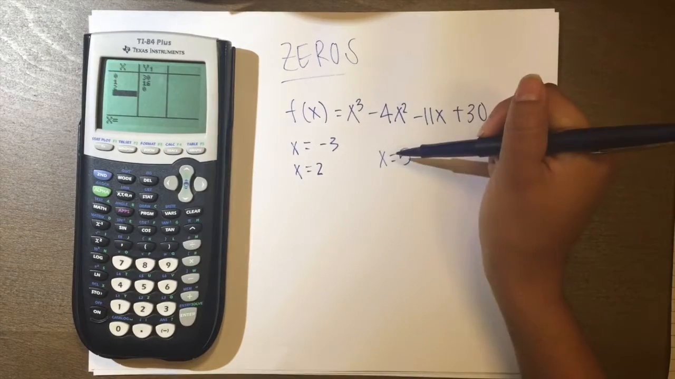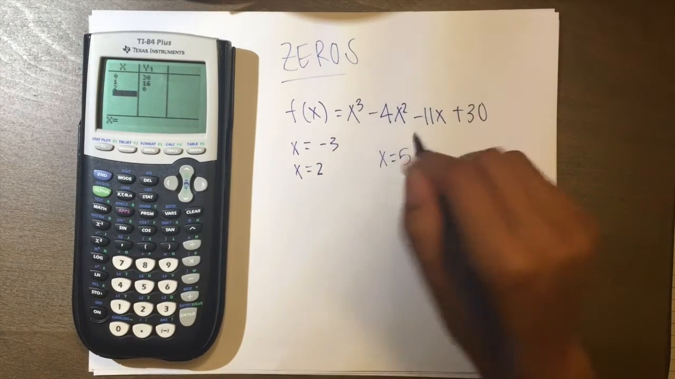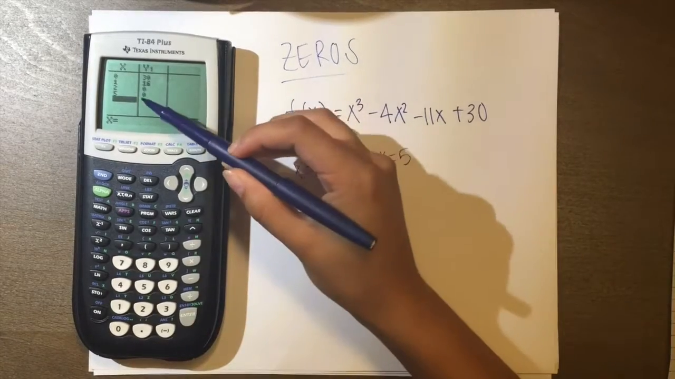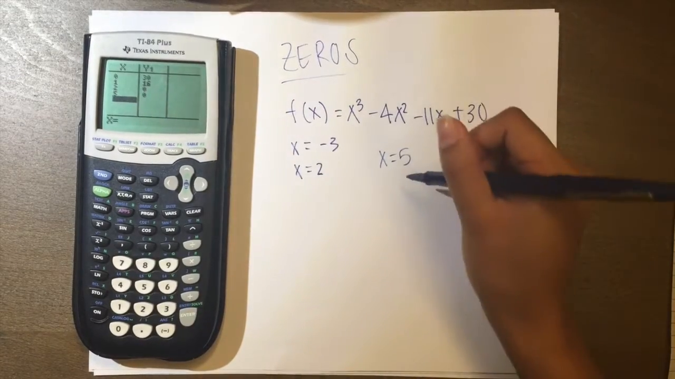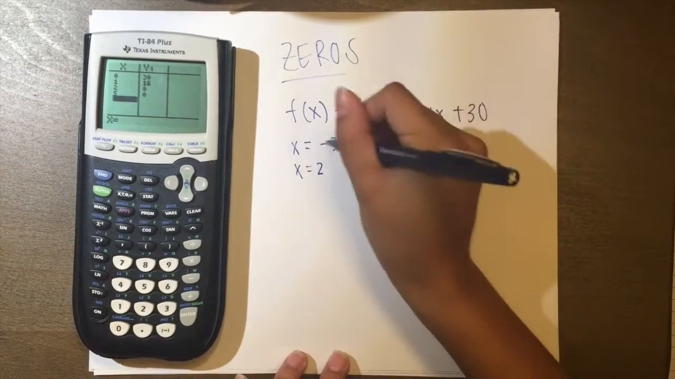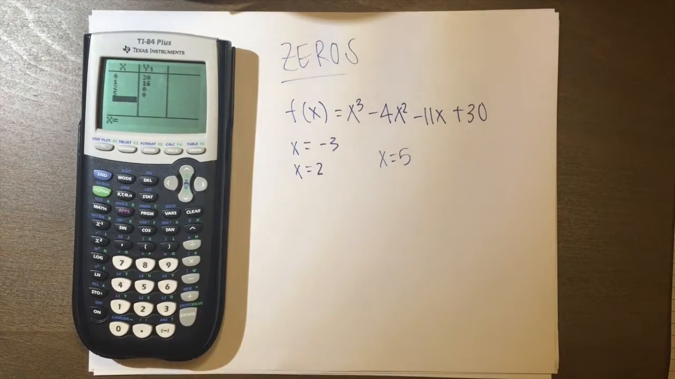So our estimate was x equals 5. We're going to put 5 in the x part, enter, and we can see that y is indeed 0. So our prediction was correct. So these are the 3 zeros of our polynomial function.